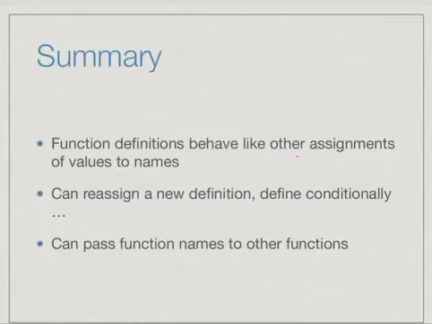So to summarize, function definitions behave just like other assignments of values to names. You can reassign a new definition to a function. You can define it conditionally and so on. Crucially, you can make one function's name point to another function. And this is implicitly used when we pass functions to other functions. And in situations like sorting, you can make your sorting more flexible by passing a comparison function which is appropriate to the values being sorted.